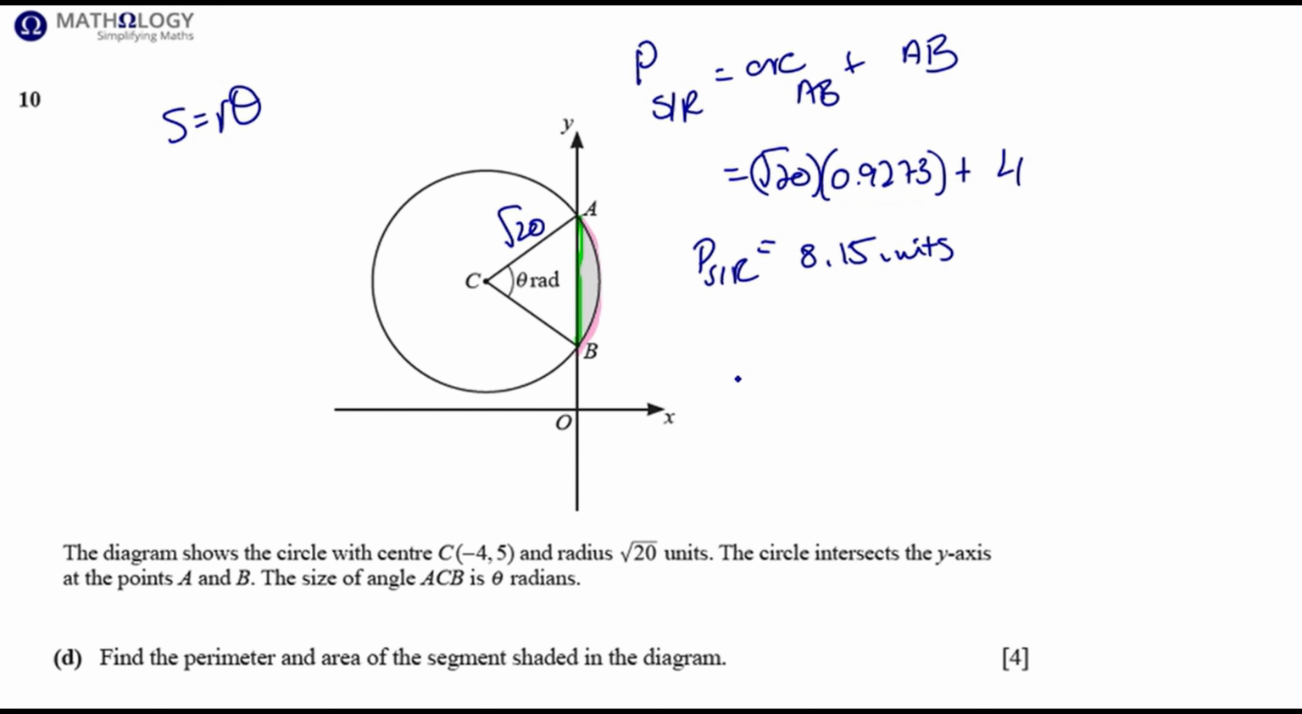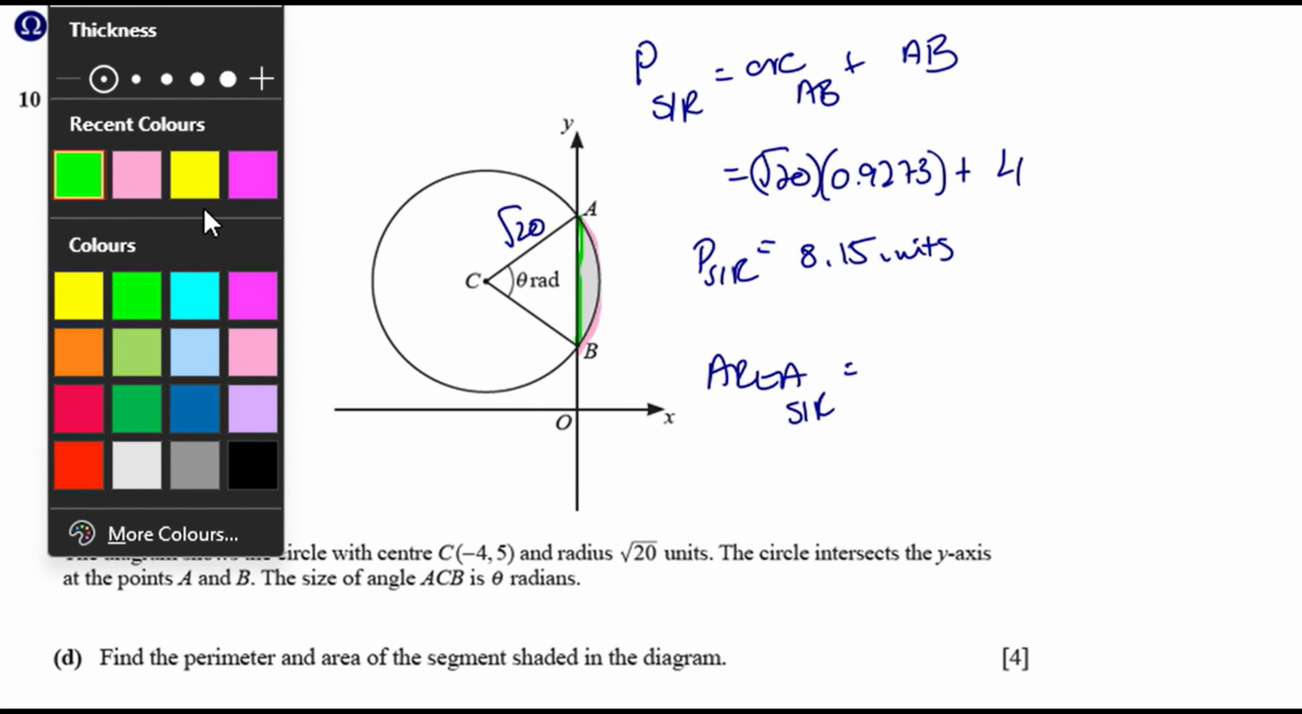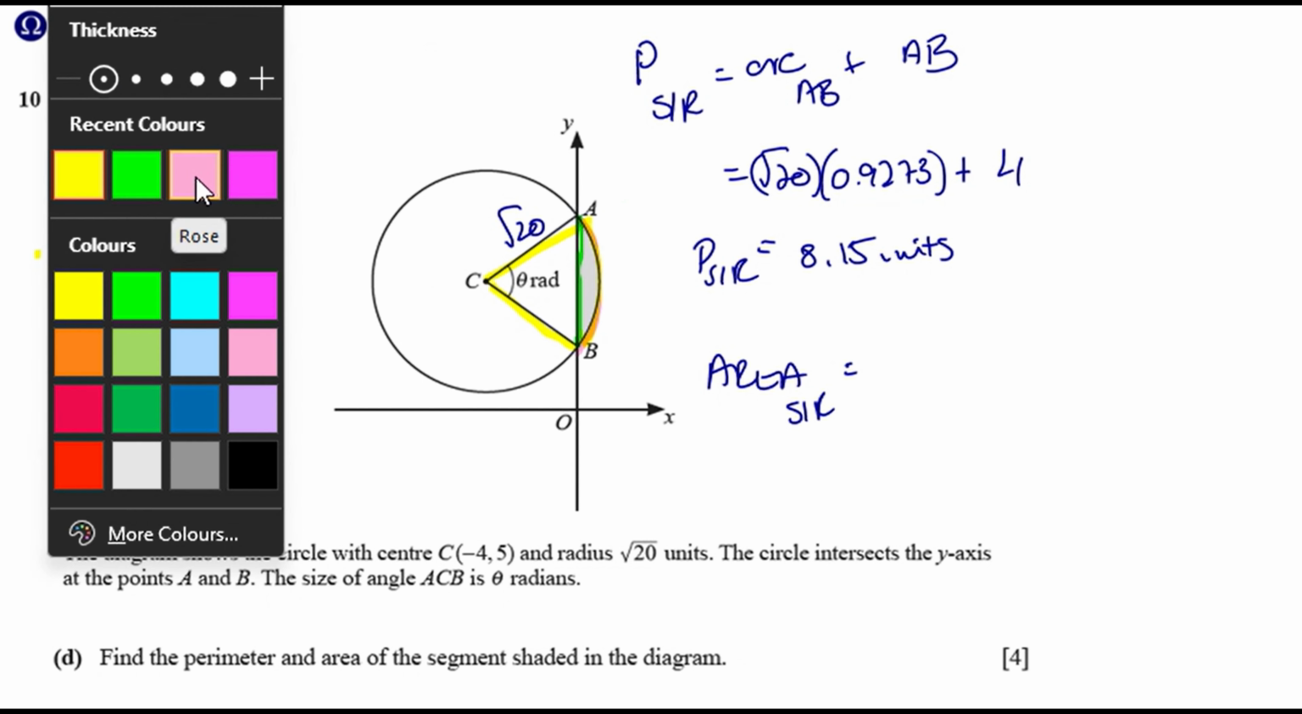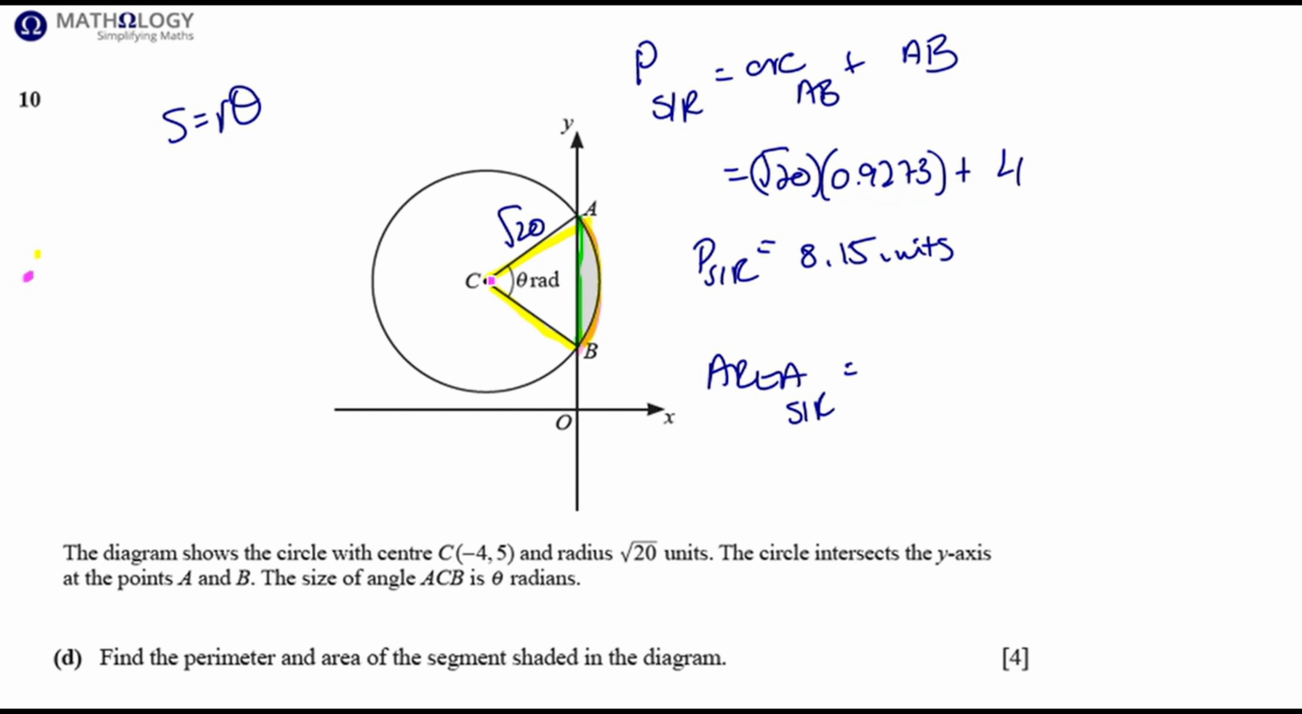Now the area of the shaded region will be the area of sector ACB less the area of triangle ACB.